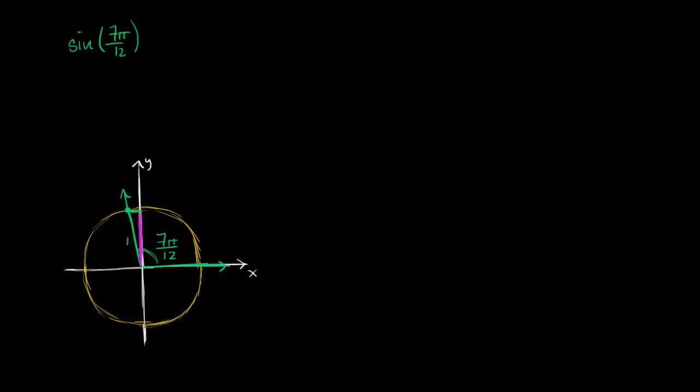And if you're like me, your first temptation might have been just to focus on this triangle right over here that I kind of drew for you. So the triangle looks like this, where that's what you're trying to figure out, this length right over here, sine of 7 pi over 12. We know the length of the hypotenuse is 1. It's a radius of the unit circle. It's a right triangle right over there. And we also know this angle right over here.